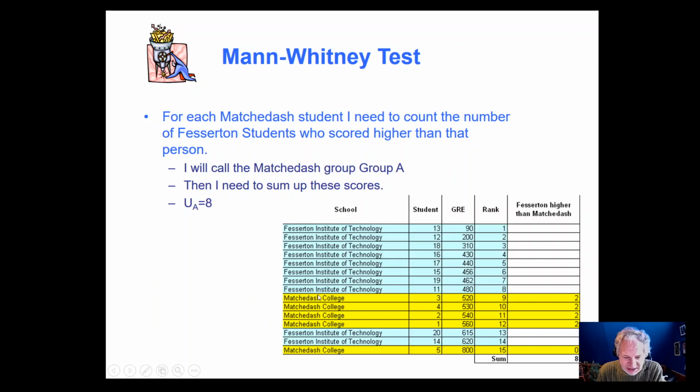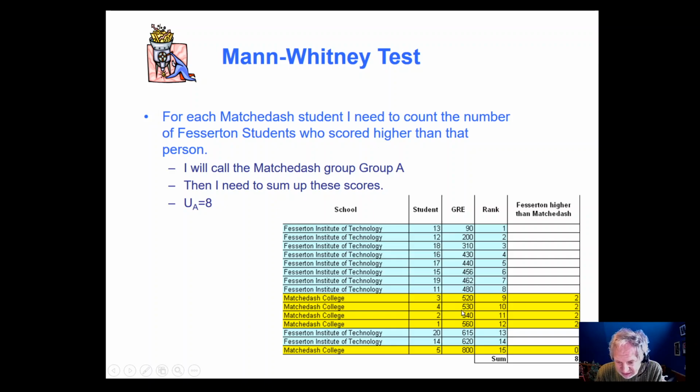Okay, so the grunt calculation here. What I do is I go to every Match-A-Dash person in terms of their rank order, and I ask myself, how many Festerton students rank higher than that given student? For the Match-A-Dash student who had a GRE of 520, there are 2 Festerton students who ranked higher than that student. So I put in a 2 on that person's row.